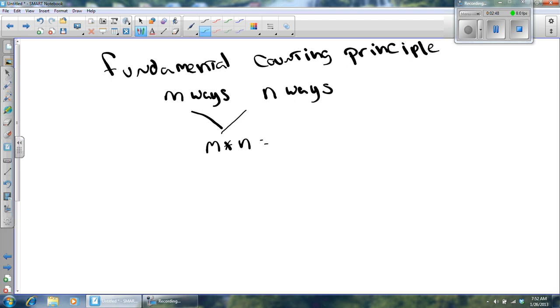or better yet, mn. So, for example, if one thing happens five ways, like maybe I have five shirts to wear, and one thing happens n ways, like maybe I have seven different pairs of pants I can choose from. Okay, five shirts, seven pants. How many different outfits can I make? Well, I can make 35 outfits. That's the fundamental counting principle.